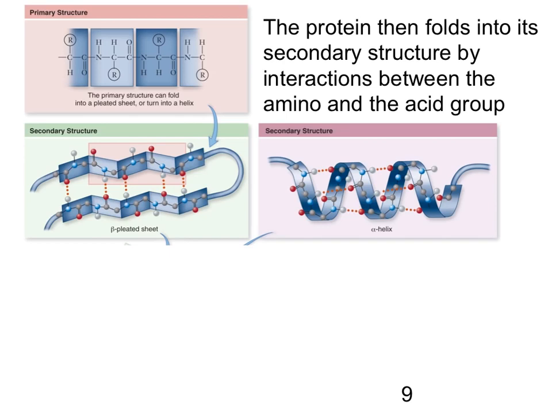The next step is the folding into the secondary structure, and proteins can fold into secondary structure by making these beta sheets, or they can form alpha helixes. So these are the 2 main secondary structures that proteins form. And these secondary structures are formed by interactions between the amino group of one amino acid and the acid group of another one, forming hydrogen bonds. So hydrogen bonds are what is holding together the secondary structure of a protein.